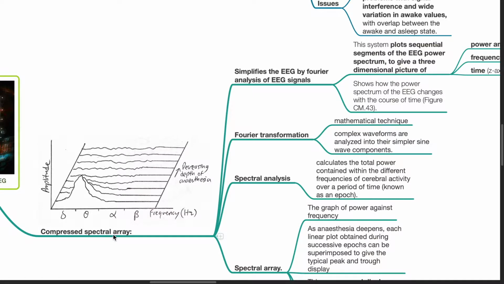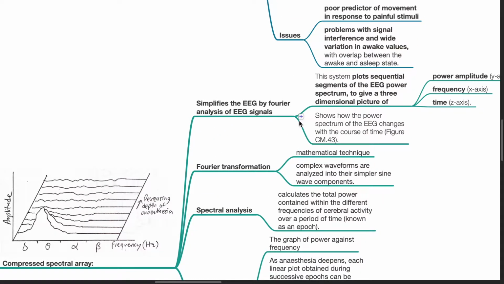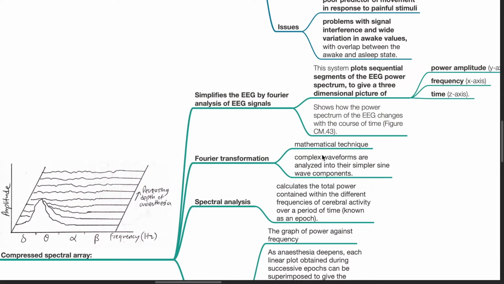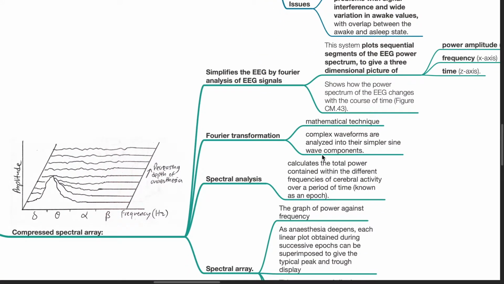Compressed spectral array. It simplifies the EEG by Fourier analysis of the EEG signal. This system plots sequential segments of the EEG power spectrum to give a three-dimensional picture of power amplitude at the y-axis, frequency at the x-axis, and time at the z-axis. It shows how the power spectrum of the EEG changes with the course of time.